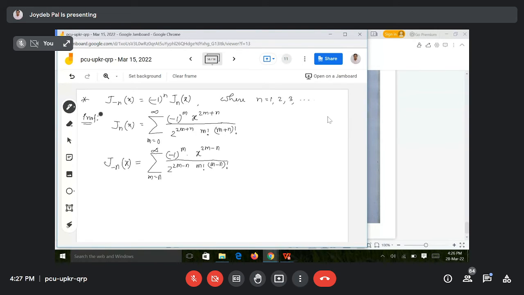Now, to start the limit from 0 to infinity, we take m minus n equal to s. So if we take m minus n equal to s, then the limit for s will be: put m equal to n, then s will be 0. And in the rest of the part also, you put m equal to s plus n.